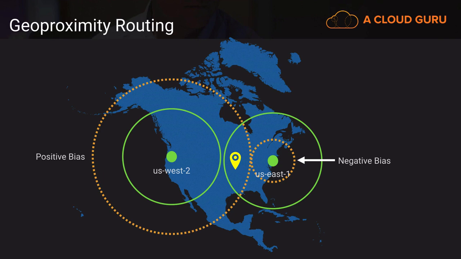So why would I want to do this? Well, let's say that using proximity, my US East 1 resources are maxed out just due to the larger population on the east side of the country. Adjusting the bias would allow me to more equally distribute the load across my regions.